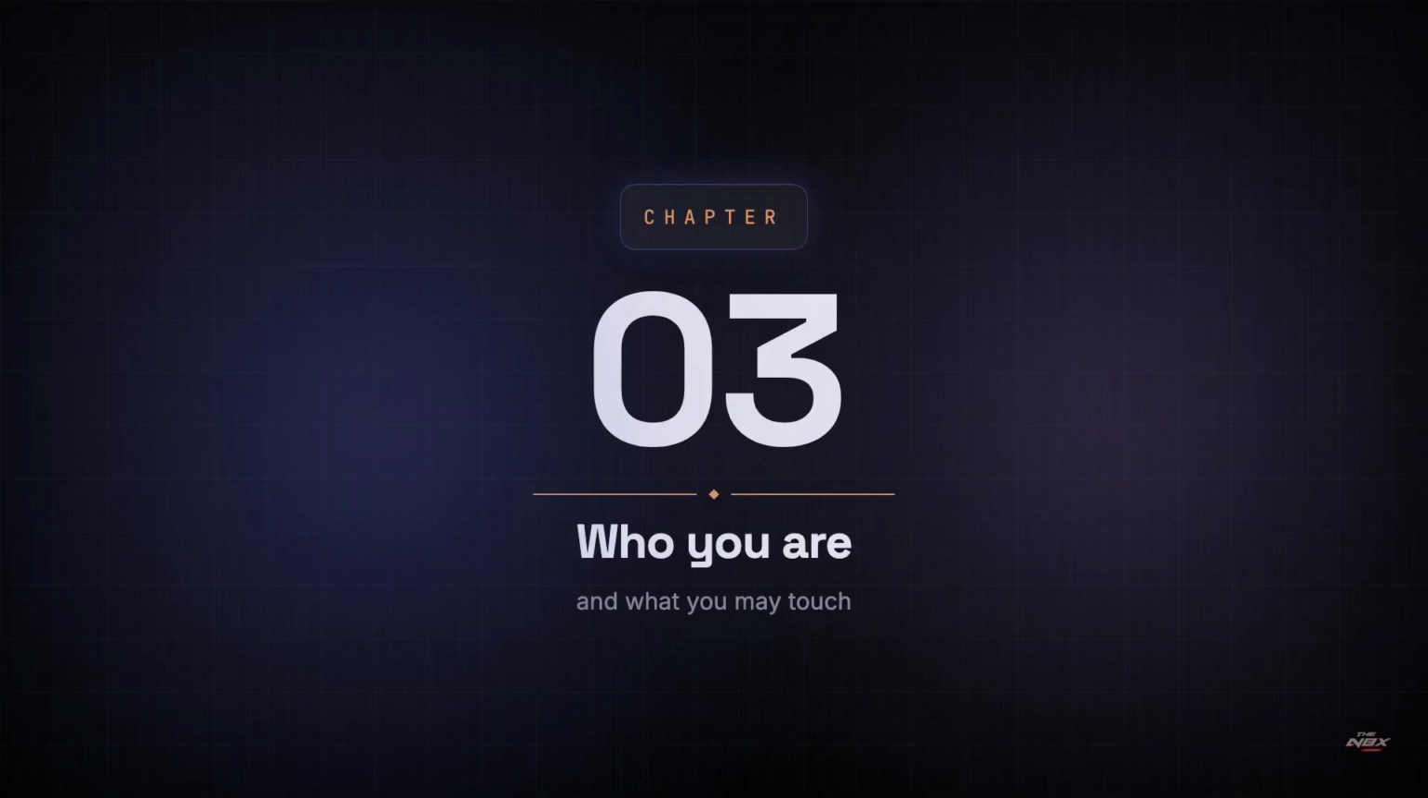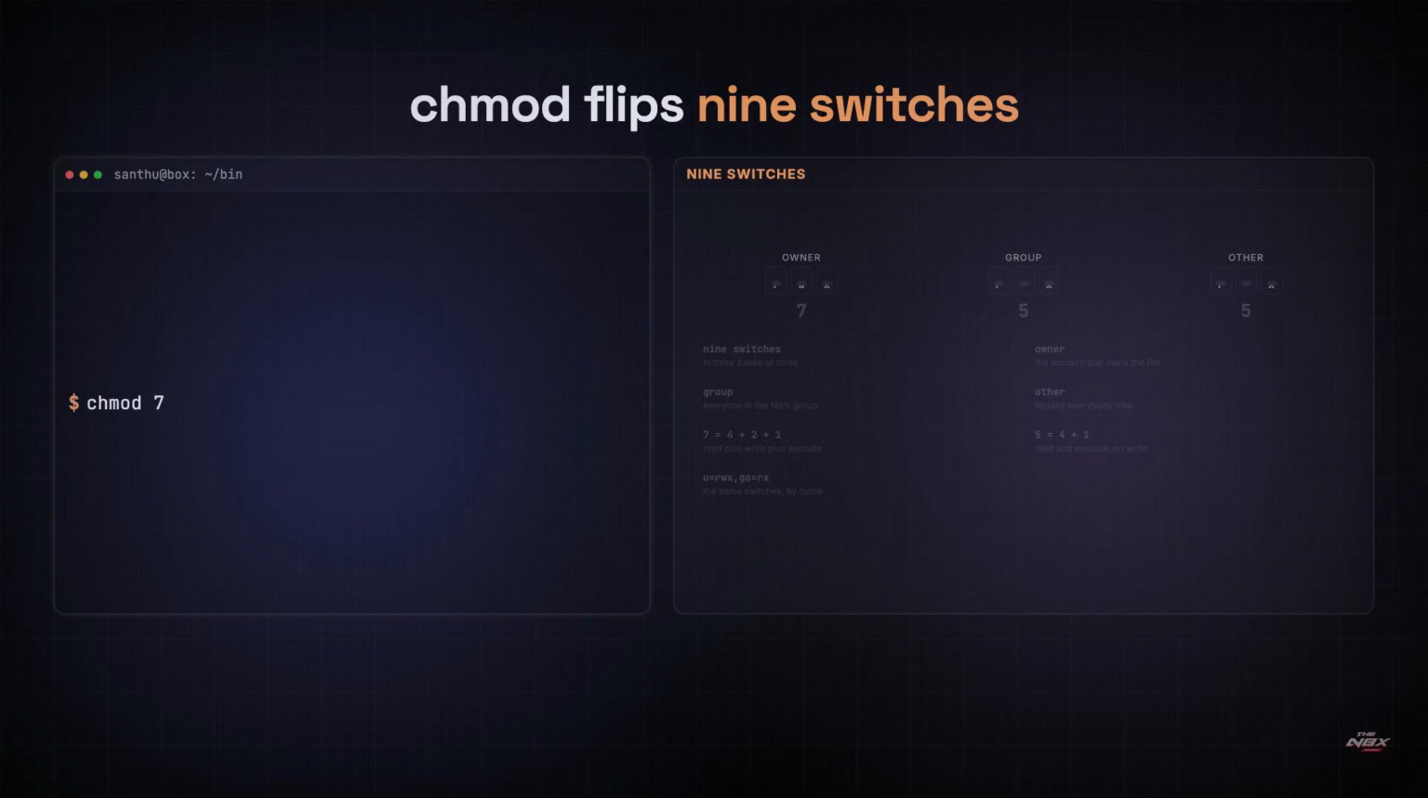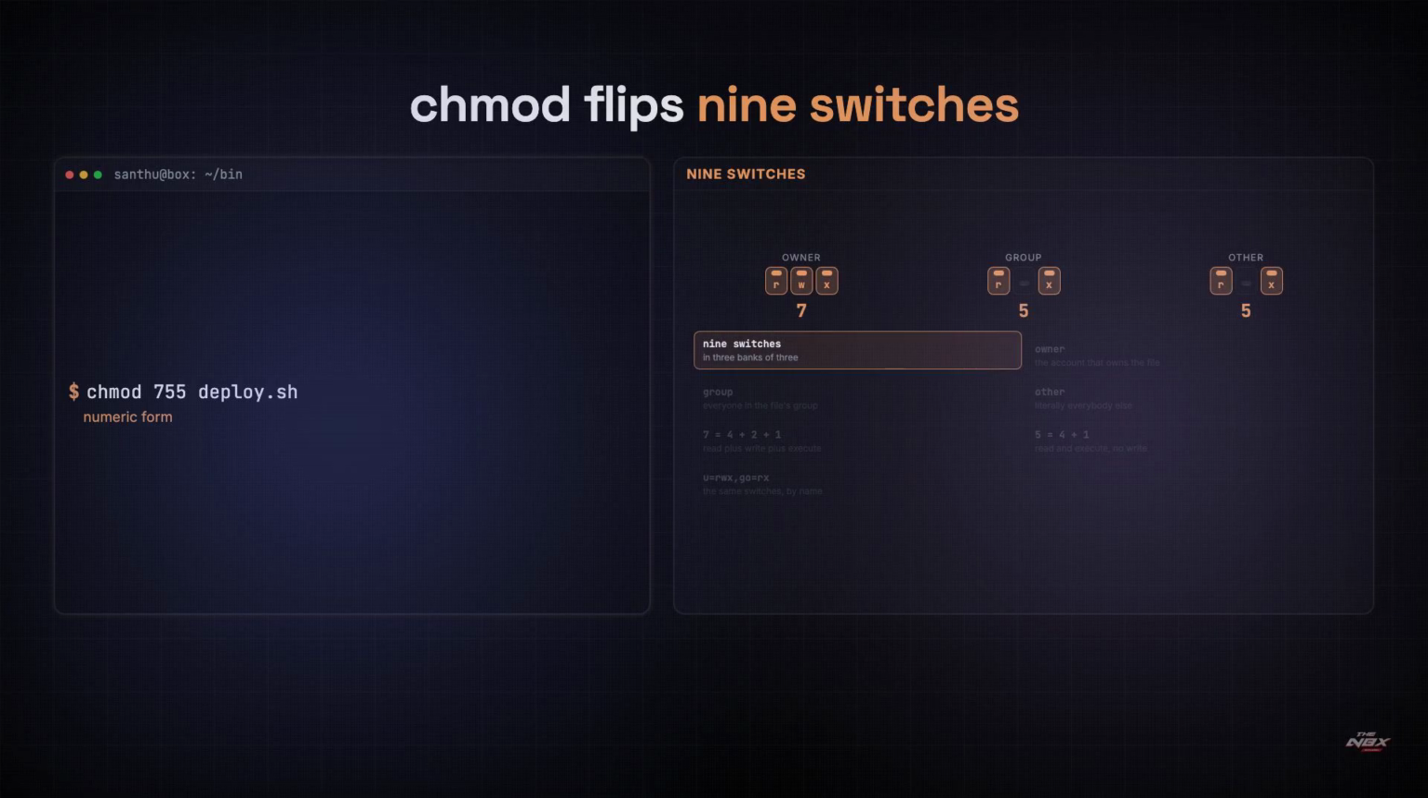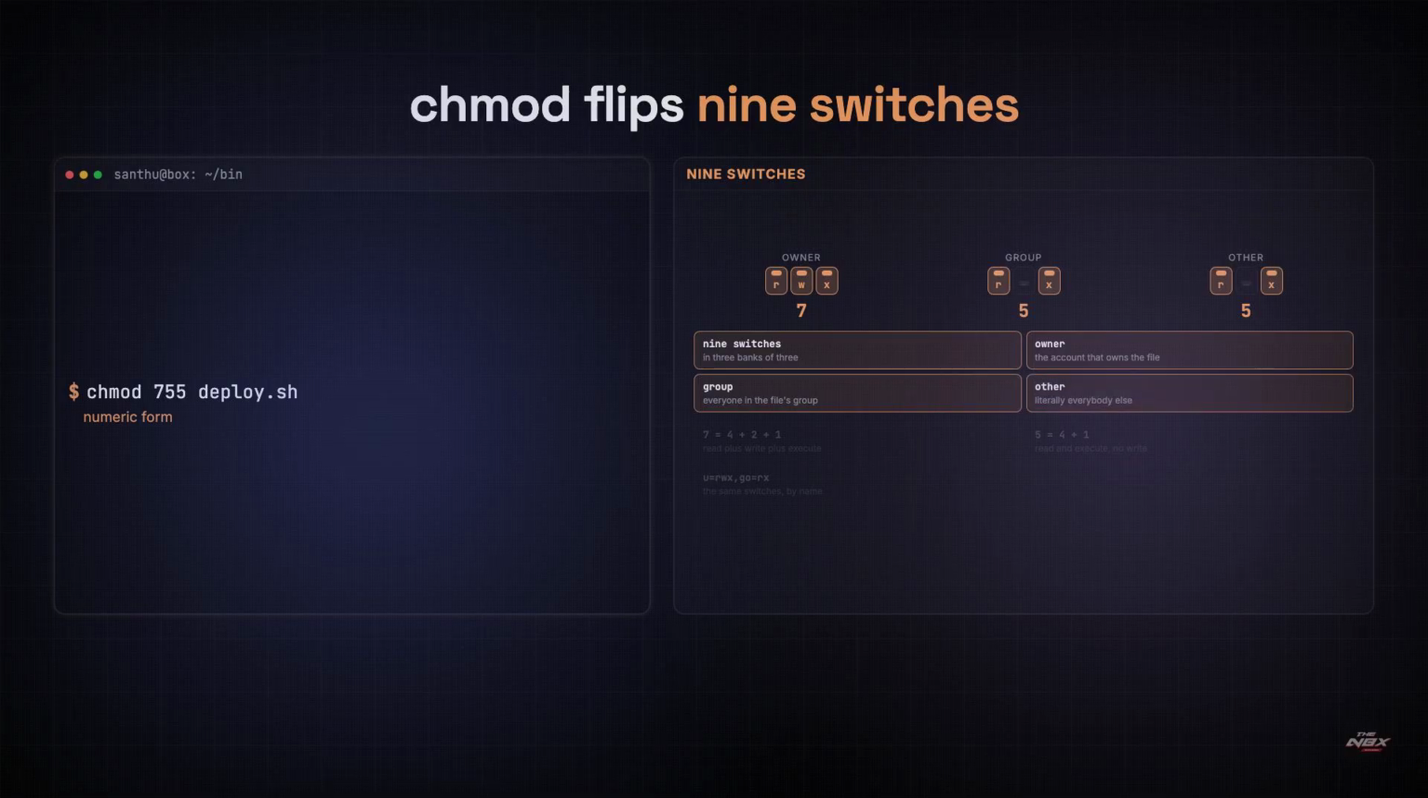Drawer 3. Who you are and what you're allowed to touch. chmod, spelled CHMOD, is short for change mode, and a file's mode is really just 9 switches. They come in 3 banks of 3. The first bank is the owner, the account the file belongs to. The second is the group, meaning everybody in the file's group. The third is other, which is literally everyone else.